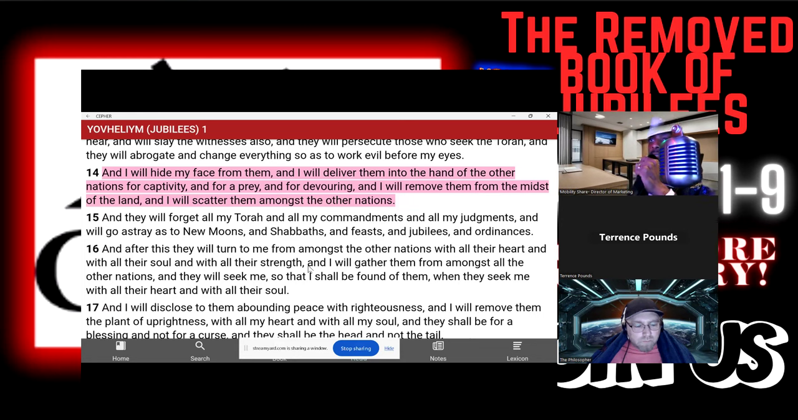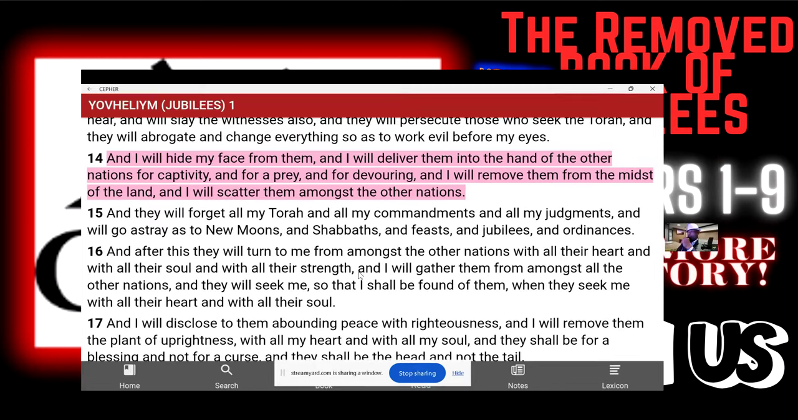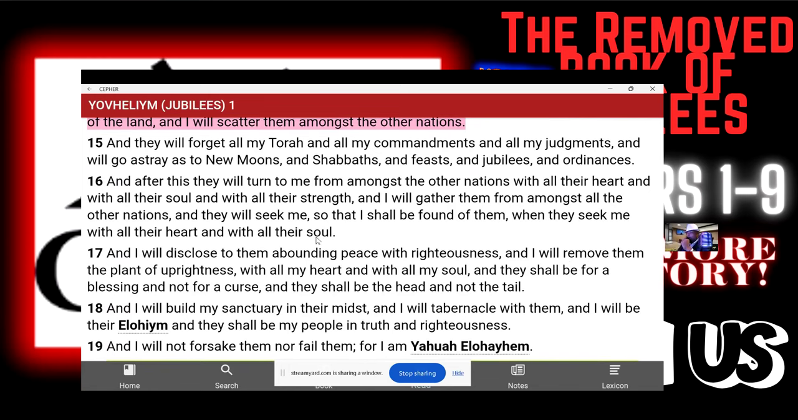And after this, they will turn to me from amongst the other nations with all their heart, with all their soul, and with all their strength. And I will gather them from amongst all the other nations, and they will seek me, so that I shall be found of them when they seek me with all their heart and with all their soul. And I will disclose to them abounding peace with righteousness, and I will remove them the plant of uprightness. With all my heart, with all my soul, they shall be for a blessing and not for a curse, and they shall be the head and not the tail.